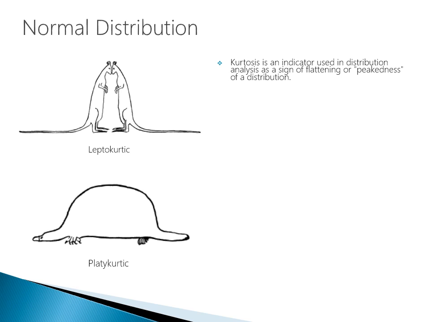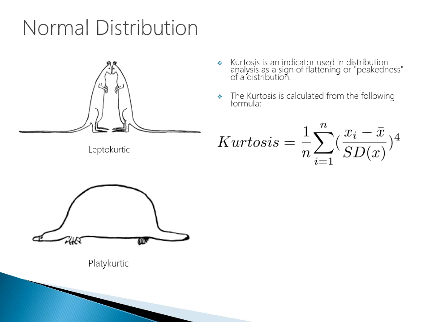Let's spend some time now talking about kurtosis. Kurtosis is an indicator used in the distribution analysis as a sign of the flattening or peakedness of a distribution. The kurtosis is calculated from the following formula.